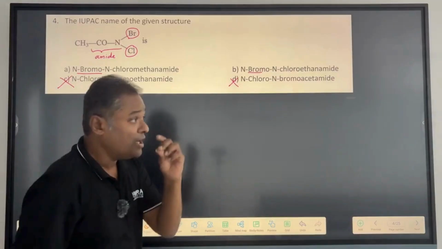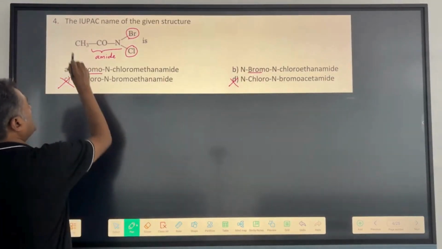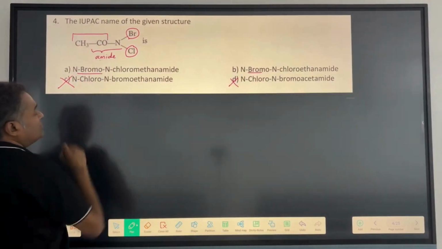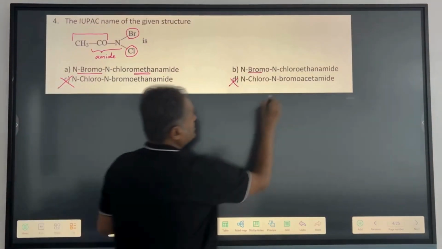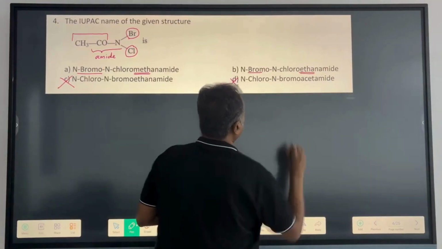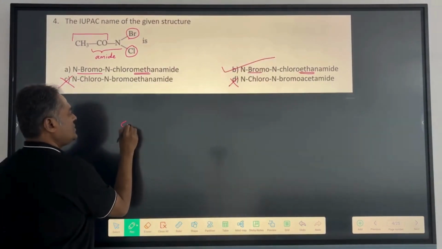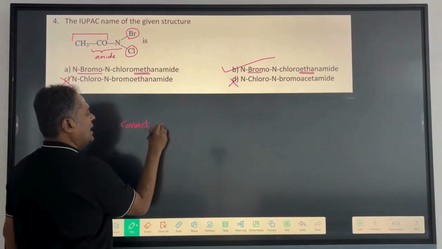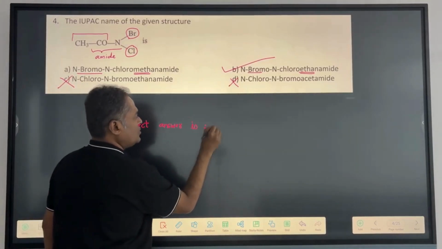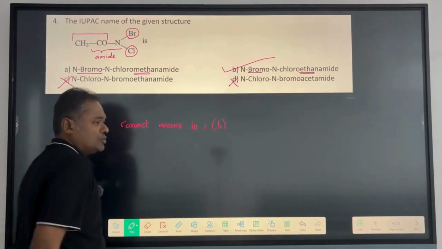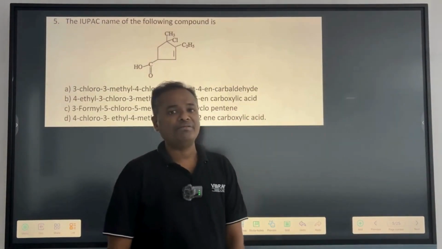But now the next thing is the selection of the parent chain. When you select a parent chain, it contains how many carbon atoms? 2. Here it's 1 carbon atom and here it's 2 carbon atoms. That means your correct answer in this example has to be B. So the correct answer for this MCQ is B. Hope this example is simple. Let's try the next example.